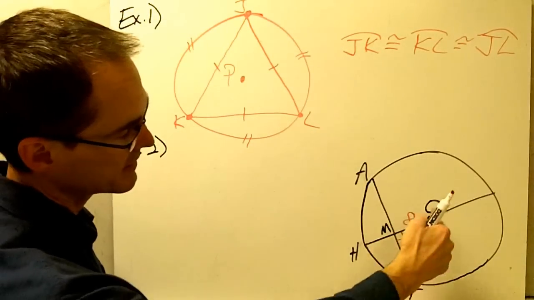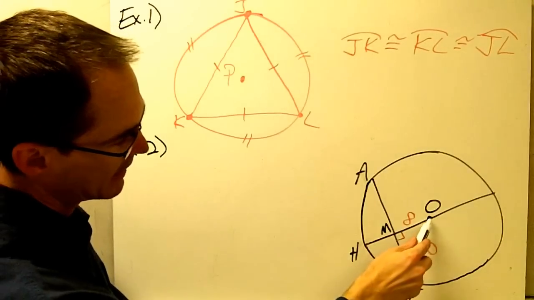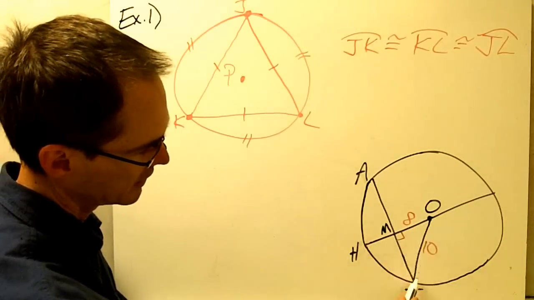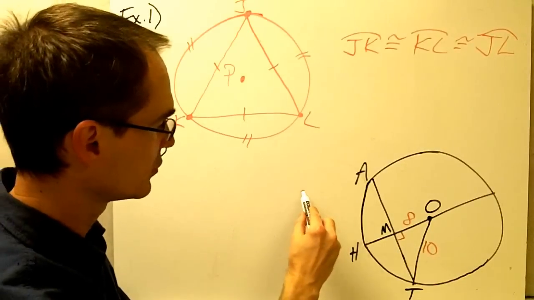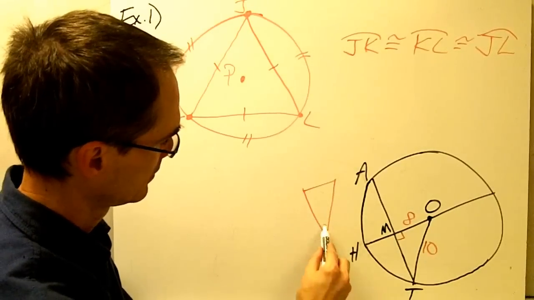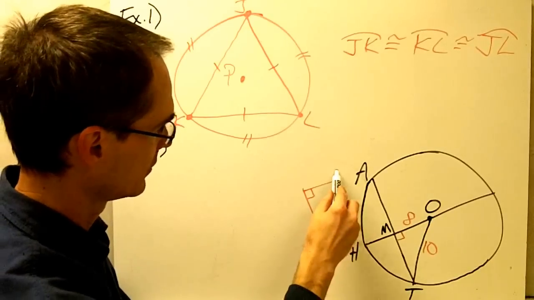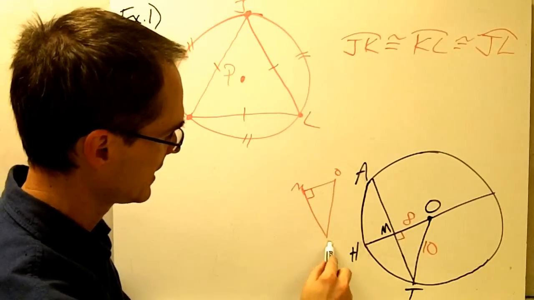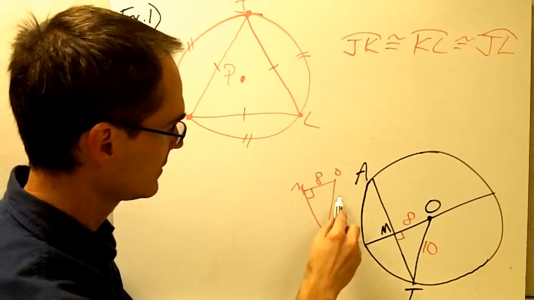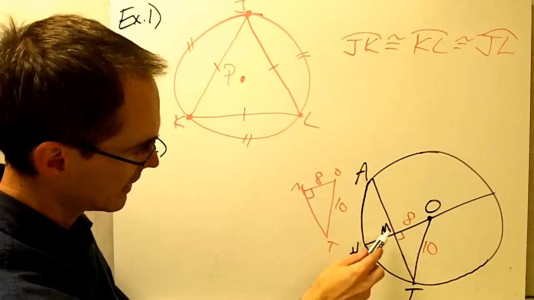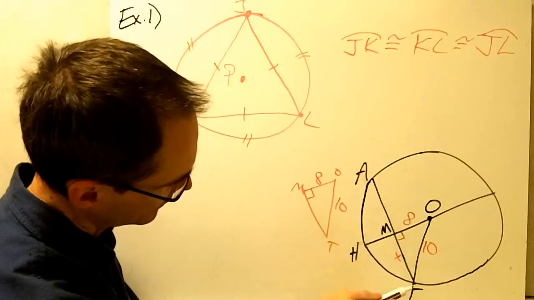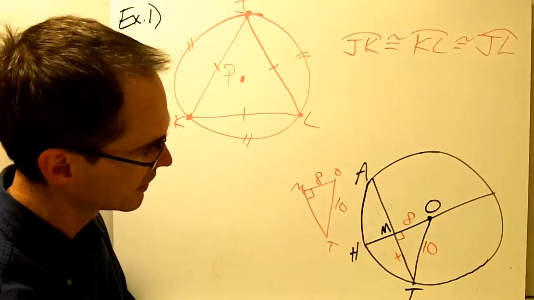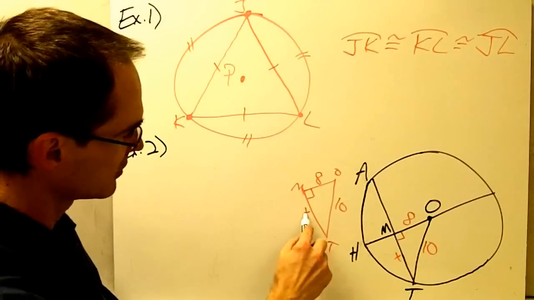Okay, so now I can see in my picture, I have the length of this segment here, the length of this segment here, and right here I have a right triangle. Let me draw that triangle right here. That's triangle OMT. That's 8, and that's 10. And if I find this value here, let me call that x, then I should be able to find the length of segment AT.